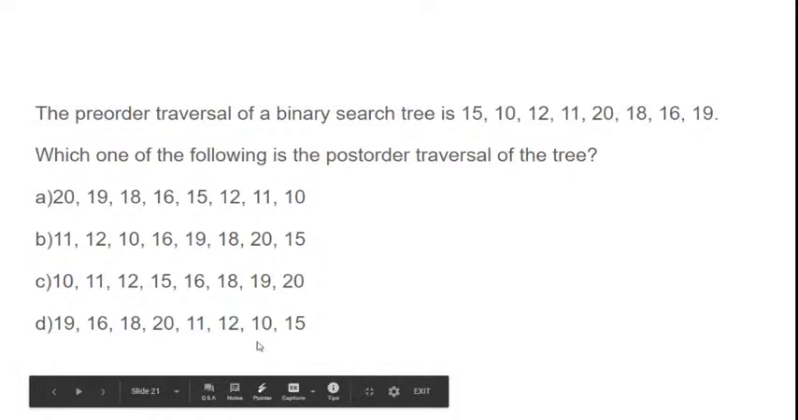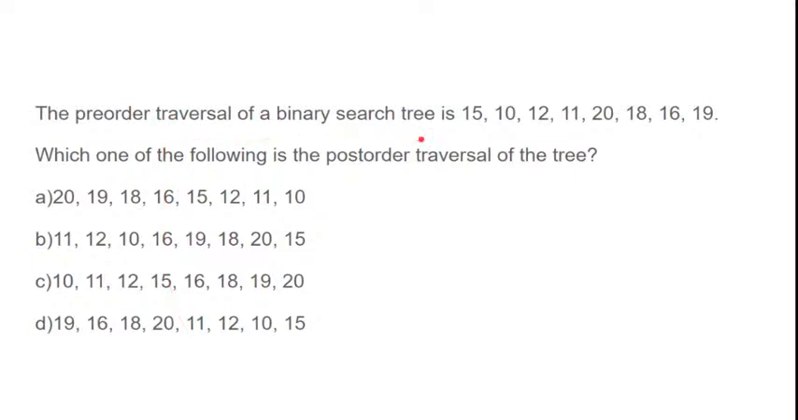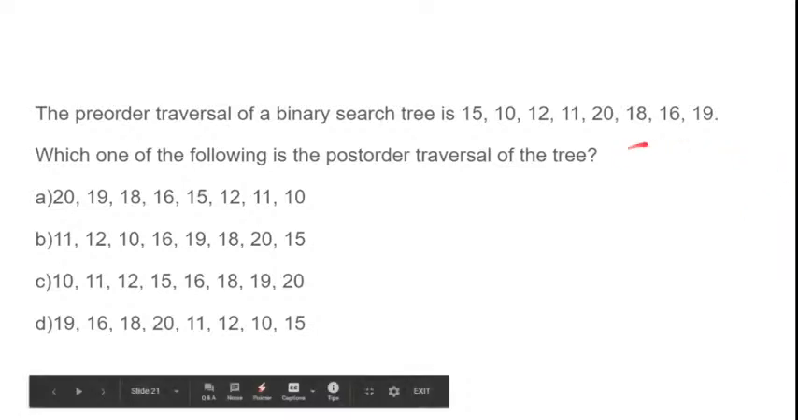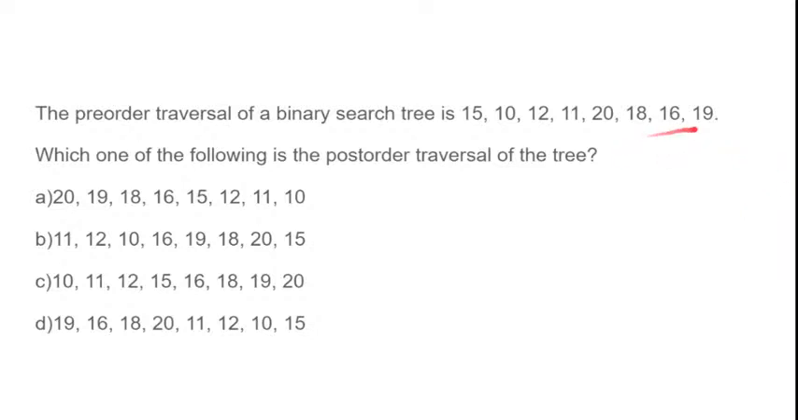Okay, so the first question: the pre-order traversal of a binary search tree is 15, 10, 12, 11, 20, 18, 16 and 19. So this is the pre-order traversal of a binary search tree. Which one of the following is the post order traversal of the tree? These are the options given, and this question was asked in GATE 2020.